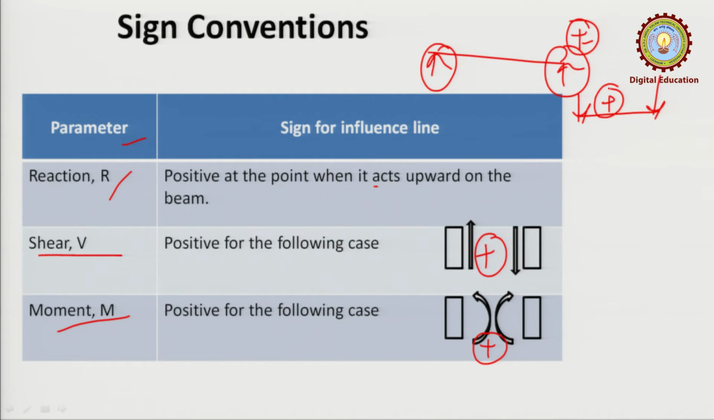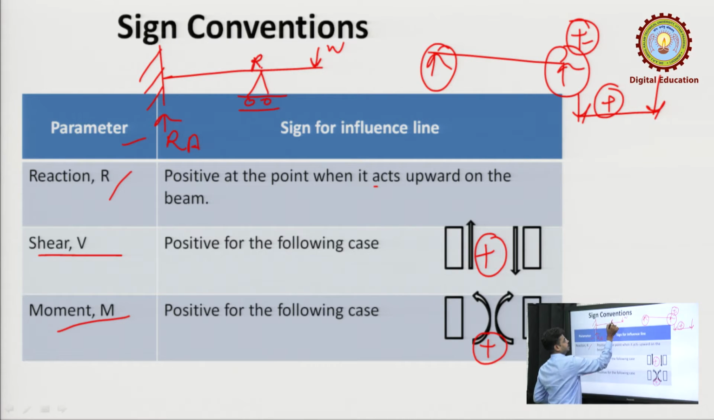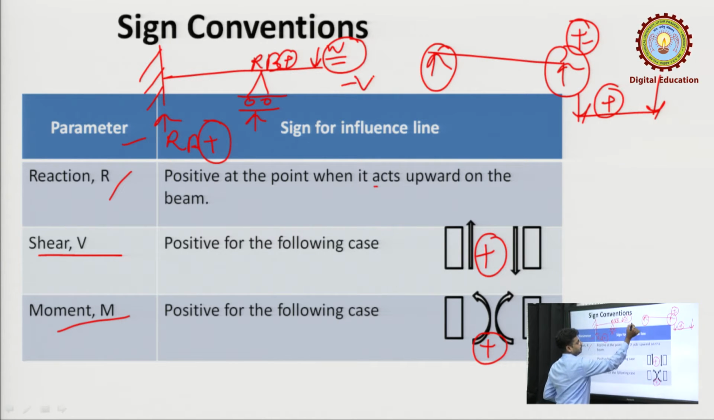How can we decide that? For example, we have a fixed beam having one more support at the end, and the load acting is W. For example, this is our RA, this is RB and this is W. How can we find that? RA will be positive, RB will be positive, but W will be negative. The first point is telling us this thing.